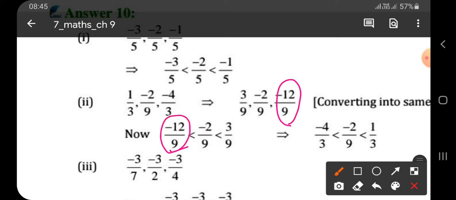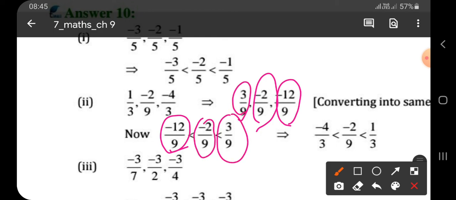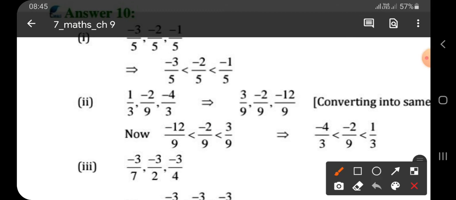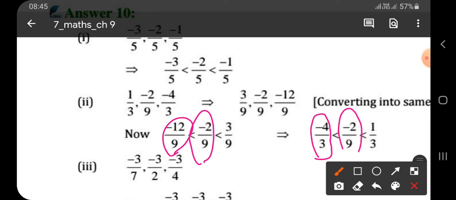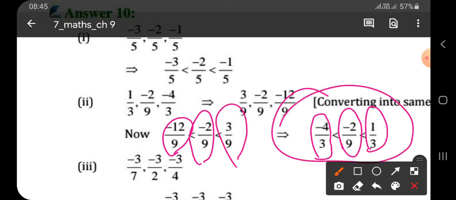So first of all write this one, then comes minus 2 upon 9, and then 3 upon 9. Minus 12 upon 9, what is the original number? In simple form, that is minus 4 upon 3. Then minus 2 upon 9 as it is. And 3 upon 9 is 1 upon 3. So this is the right answer.